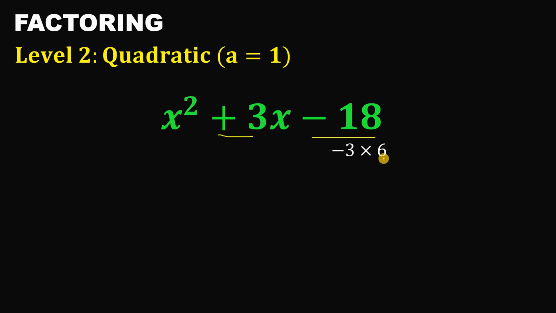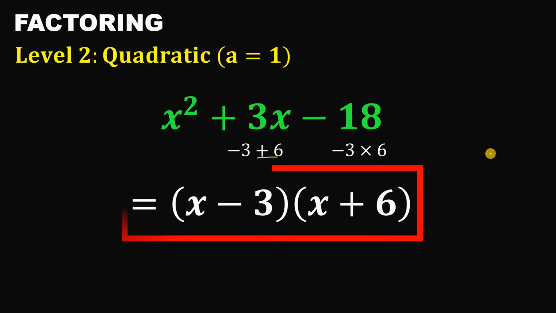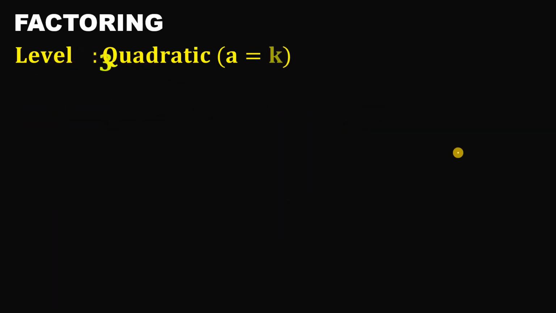We have here negative 3 times 6, we have negative 18, and negative 3 plus 6 is positive 3. Therefore, we can factor this out nicely as x, let's get this negative 3, the first number, and then multiply by x plus 6, which is the second number. Therefore, the factored form of x squared plus 3x minus 18 is simply x minus 3 multiplied by x plus 6. Done.